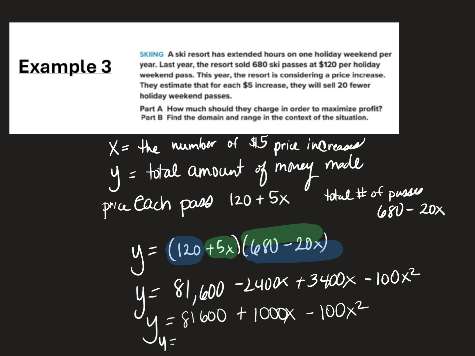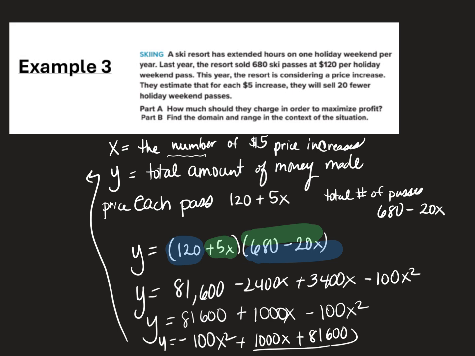Y equals negative 100X squared plus 1,000X plus 81,600. That is my equation. And I want to find how much they should charge in order to maximize the profit. So I want to find the axis of symmetry first, which will give me my X. And that's the number of $5 price increases. I got a little bit of space to the left. I'll go to the left first. So I'll draw an arrow over here.